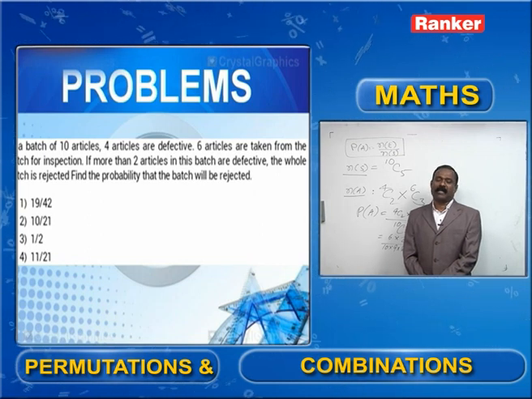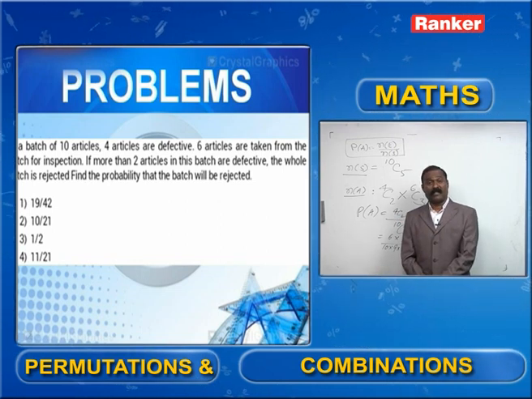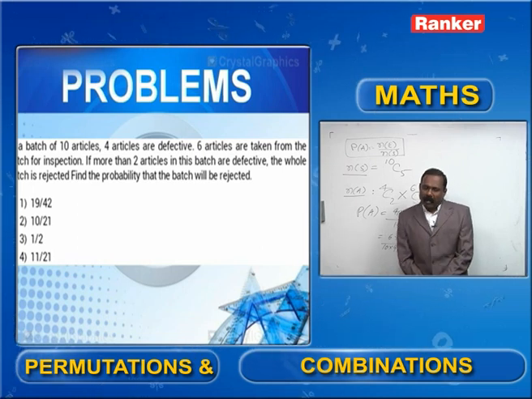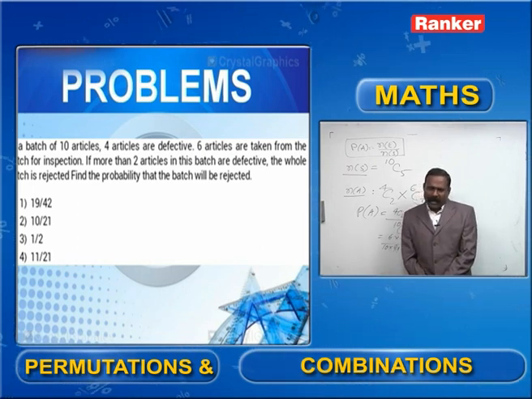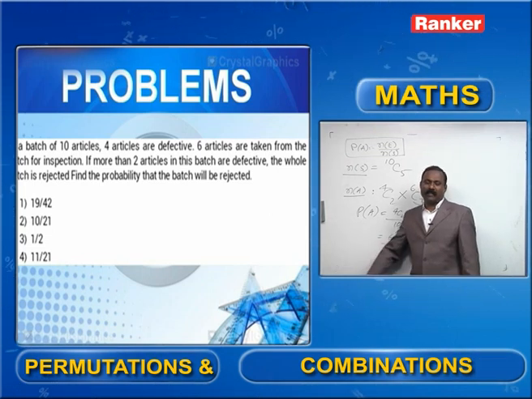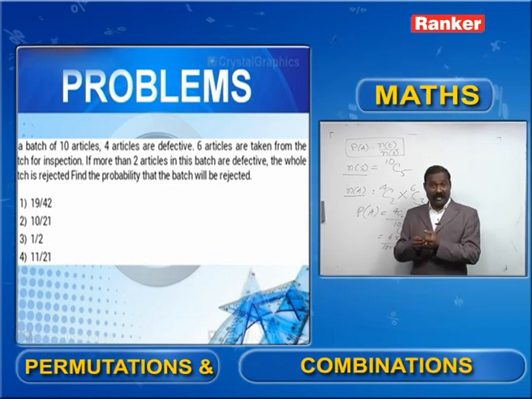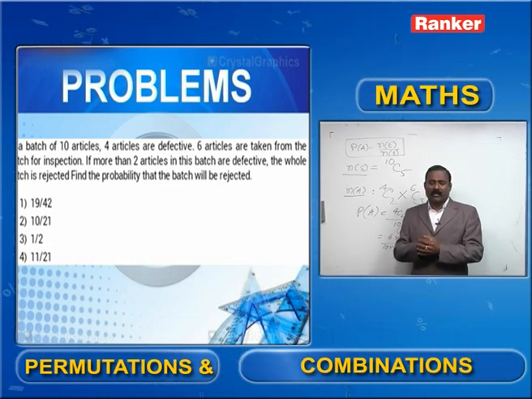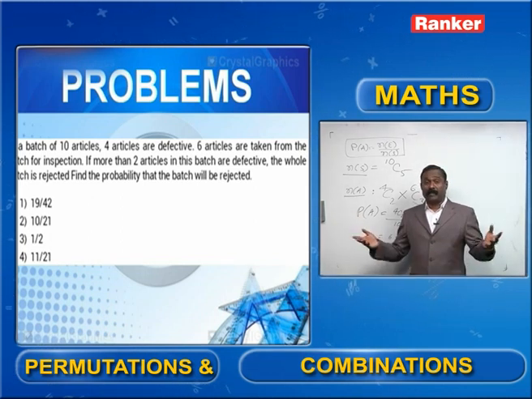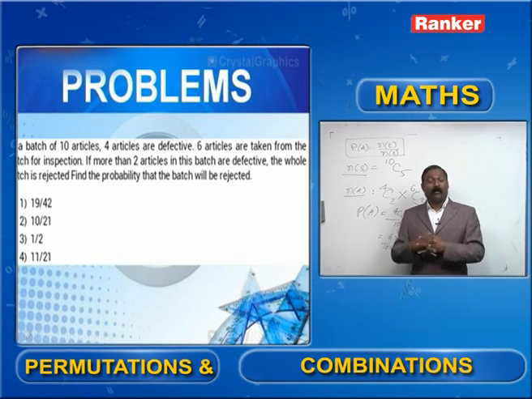What is it? In a batch of 10 articles, 4 articles are defective. In a similar way, 4 articles are defective means 6 articles are good. 6 articles are taken from the batch for inspection. If more than 2 of the 6 are defective, then the entire consignment will be cancelled or rejected. So what is the probability of rejecting the consignment?